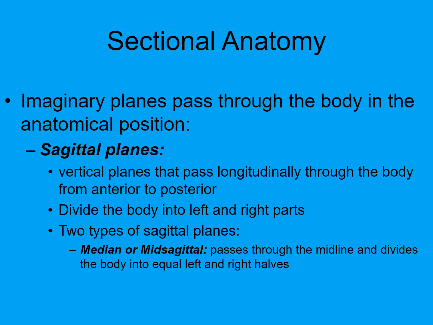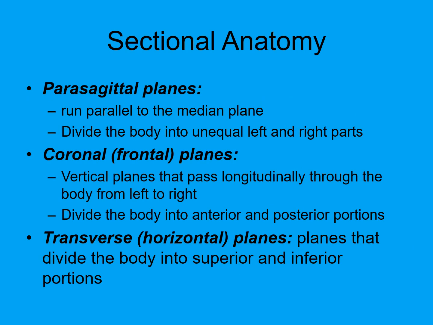Sagittal planes, this is basically a vertical plane that's going to be passing through the body. It's going to divide the body into a right and left side. Now, mid-sagittal means it's going right through that midline, and so you're going to have an equal left side to the equal right side. Parasagittal is where it's still a sagittal, but it's not right down the midline. So your right and left sides are going to be unequal.